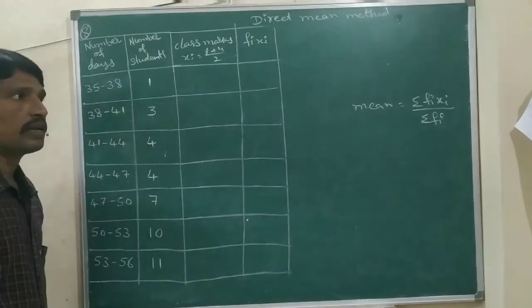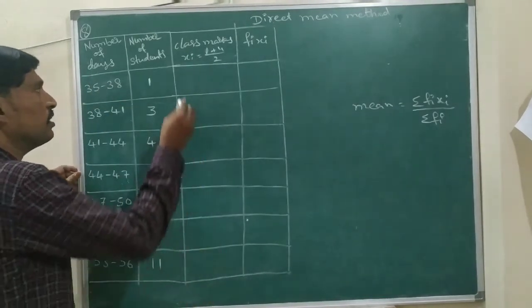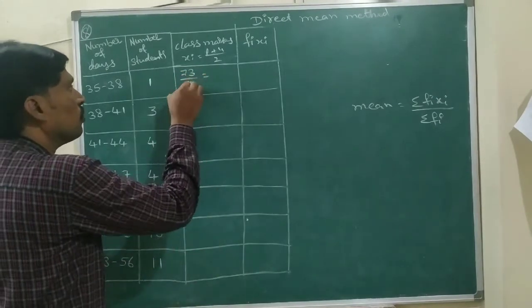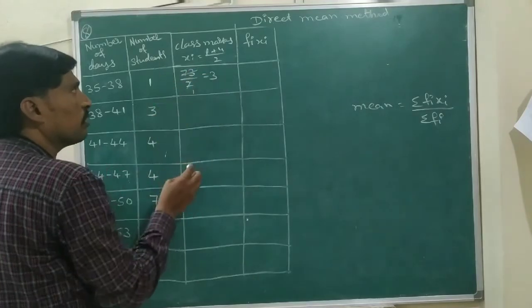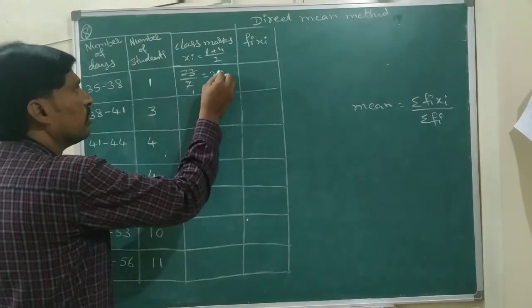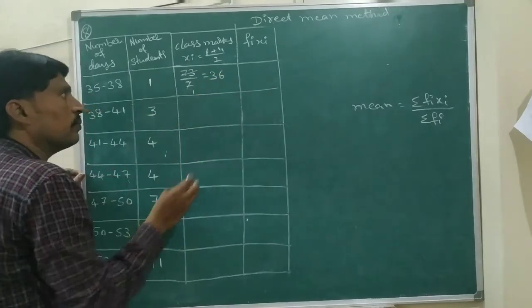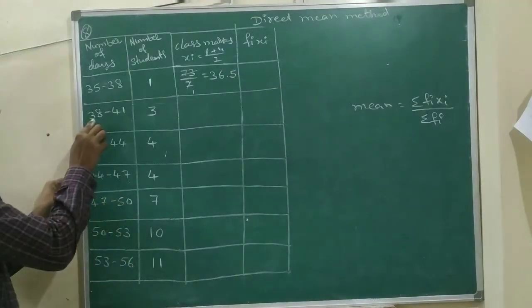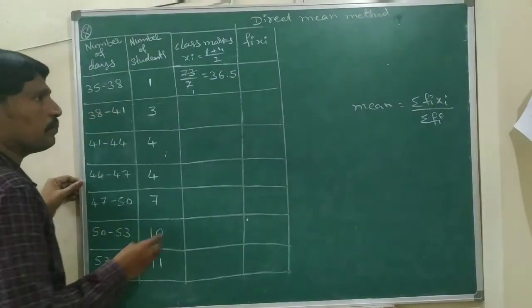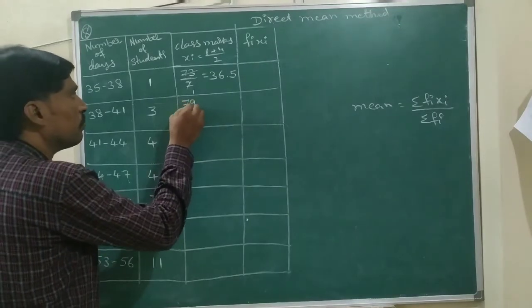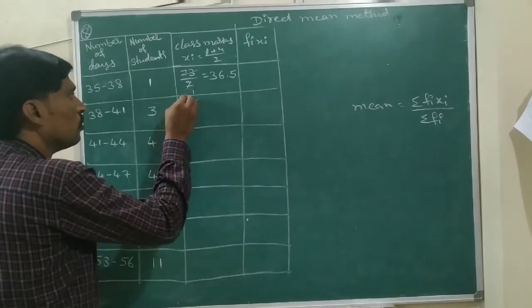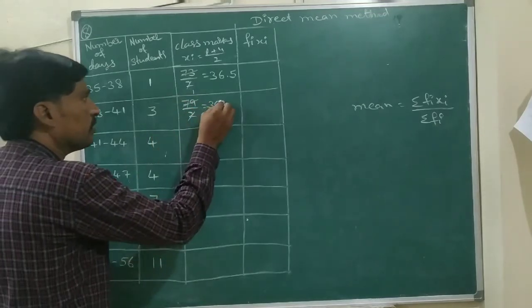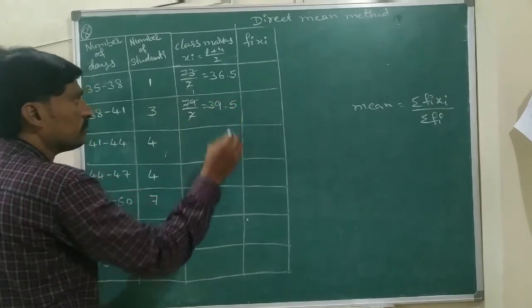35 plus 38, that is 73 by 2. 2 1s are 2, 2 3s are 6, 1 remained, so it is 13. 2 6s are 12, 1 remained, 0.5. So 36.5. Next class, 38 plus 41 is 79 by 2. 2 1s are 2, 2 3s are 6, and 1 remained. 2 9s are 18, 1 remained, 2 5s are 10. So 39.5.